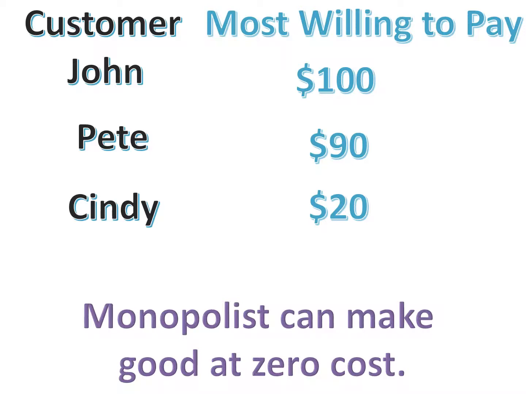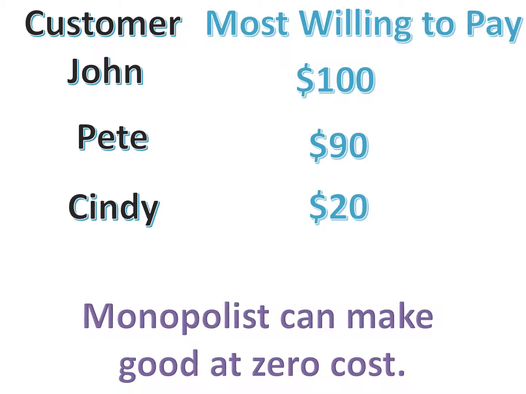So remember, the monopolist, by our rules, has to sell to everyone for the same price. If the monopolist is going to sell just one good, might as well sell it to John, get $100 and have no cost. If he's going to sell two goods, sell to John and Pete for $90 each, that's $180. Well, rather get $180 than $100, so you'd rather sell to John and Pete than to just John.